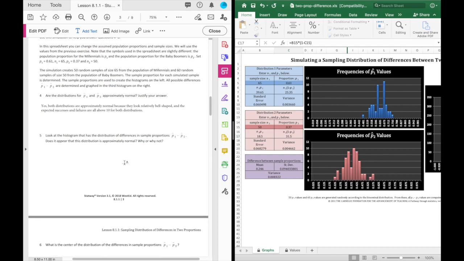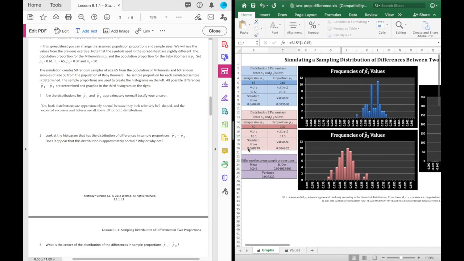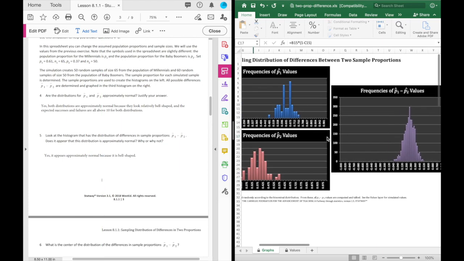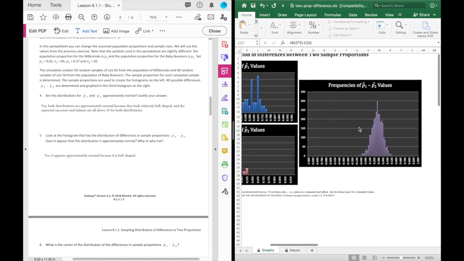So let's go on to number 5. It says, look at the histogram that has the distribution of differences in sample proportions, p1 hat minus p2 hat. Does it appear that this distribution is approximately normal? Why or why not? Well, that looks really normal, doesn't it? So let's just say, yes, it appears approximately normal because it is bell-shaped. Okay. So this is good, right? Notice that these two are normal. That's what we knew from before, but now this one is normal too.